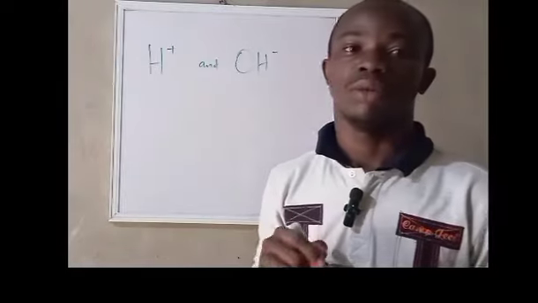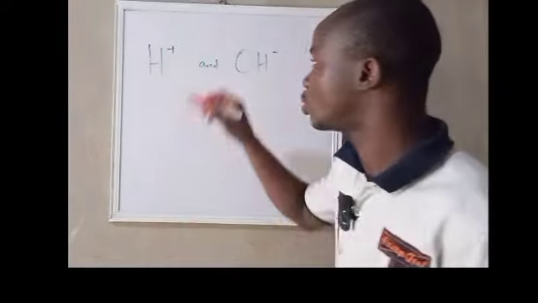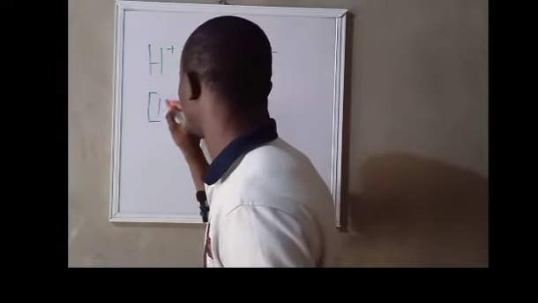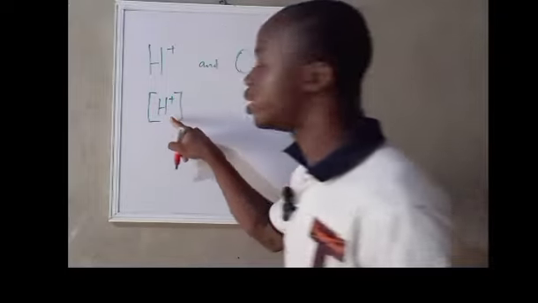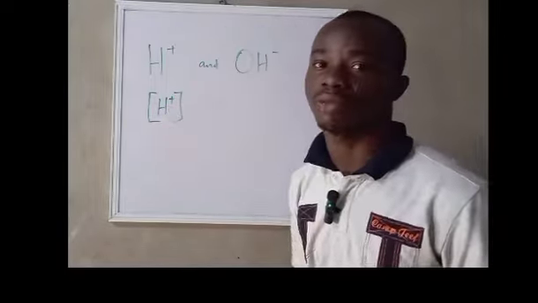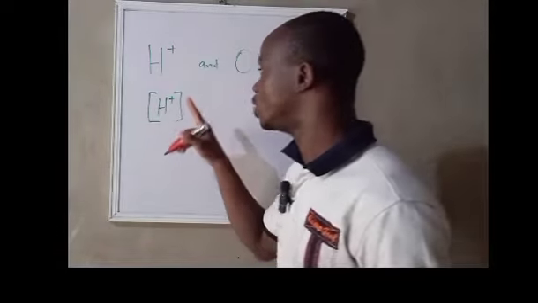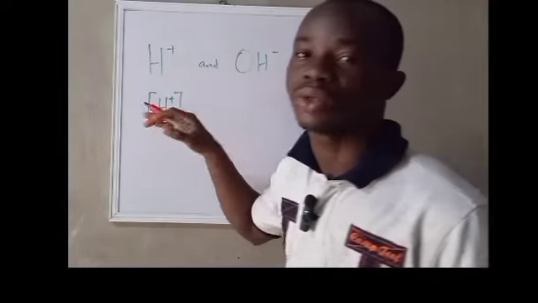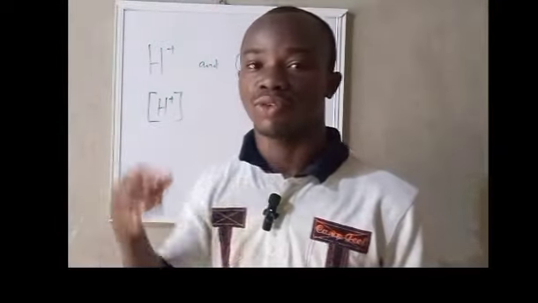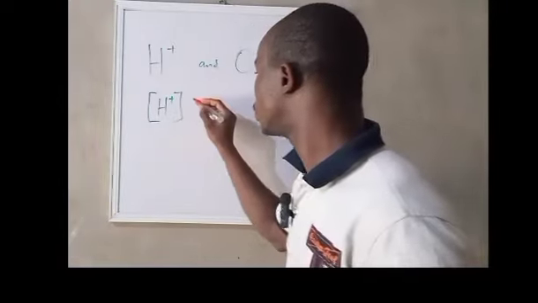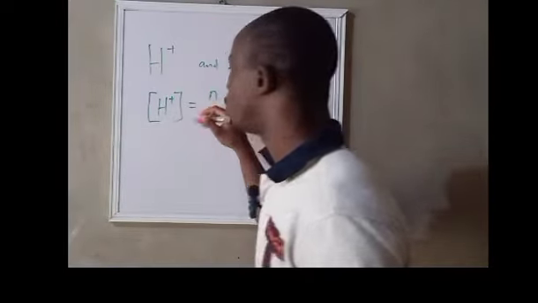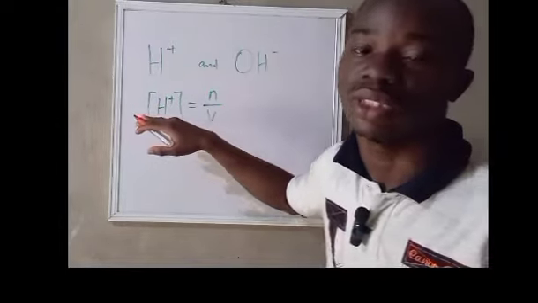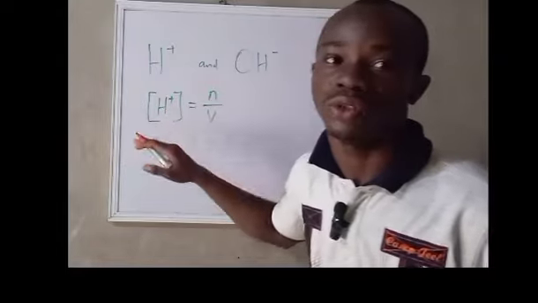For this topic, we majorly represent the concentration of the hydrogen ion as this. So anywhere you see something like this, it means we are talking about the concentration of the hydrogen ion, which is the number of moles of the hydrogen ion in a particular volume of solution. So in a way, if you know the number of moles of the hydrogen ion over the volume of your solution, that will give you the concentration of the hydrogen ion.